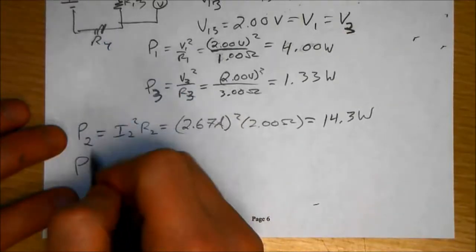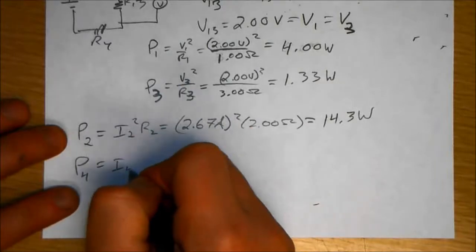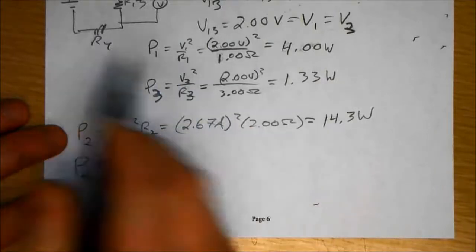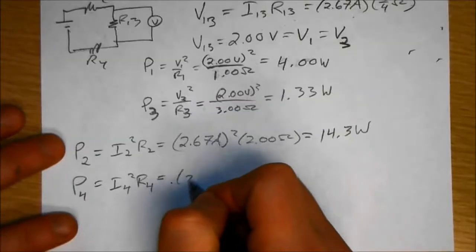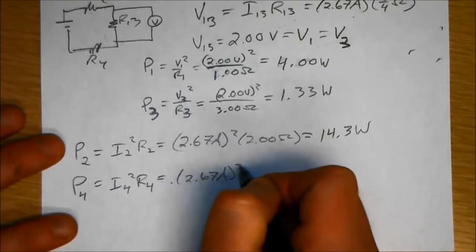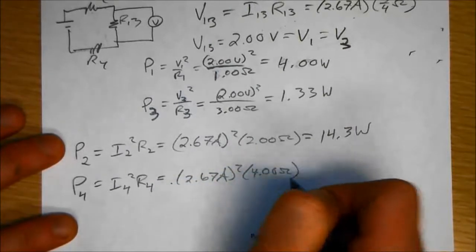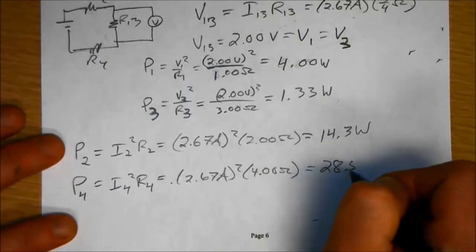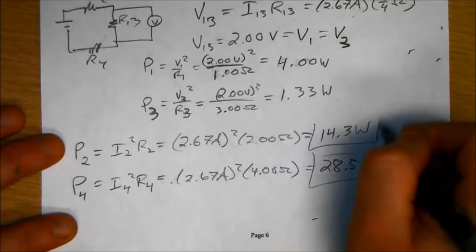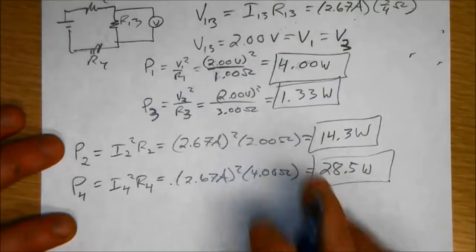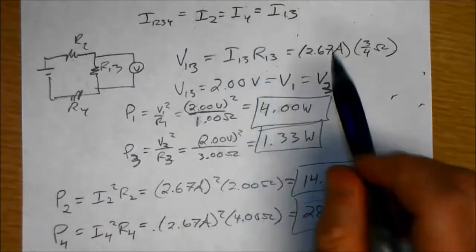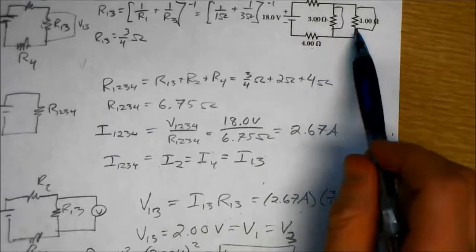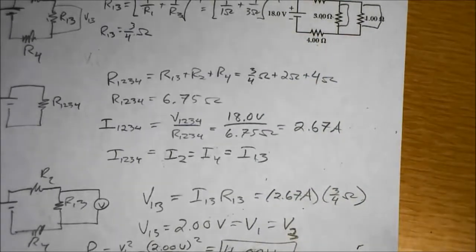And the power through R4, we do it the same way, I4 squared R4. Well, the current through R2 is going to be the same as the current through R4, 2.67 amps squared times 4 ohms, or 28.5 watts. So we found all of them very quickly like that. Alternatively, you could go back and rebuild the circuit and find the current through each one of these two resistors in parallel and use power equals I squared R to calculate it, but we did it a quicker way.